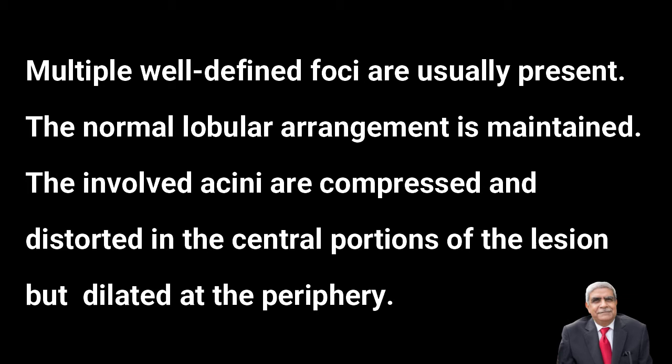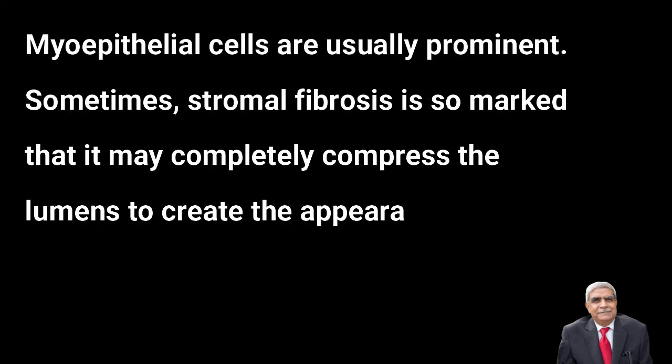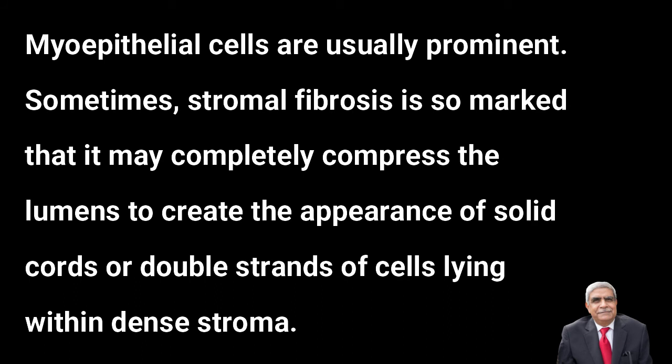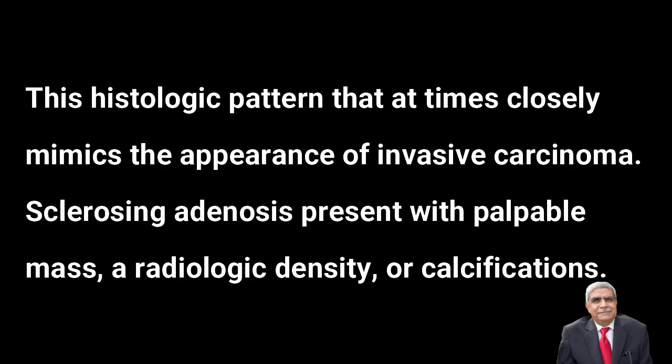The involved acini are compressed and distorted in the central portion of the lesion but dilated at the periphery. Myoepithelial cells are usually prominent. Sometimes stromal fibrosis is so marked that it may completely compress the lumens to create the presence of solid cords or double strands of cells lying within the dense stroma. The histological pattern at times closely mimics the presence of invasive carcinoma.